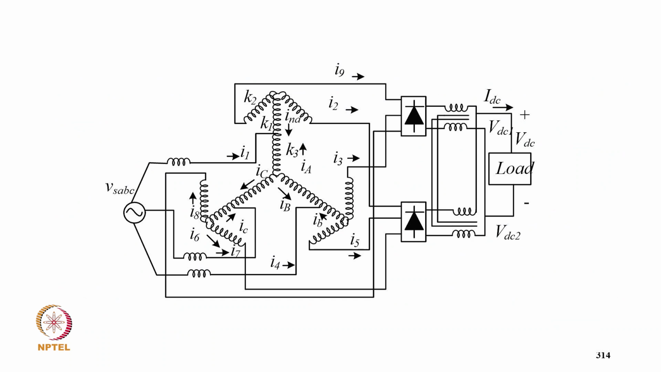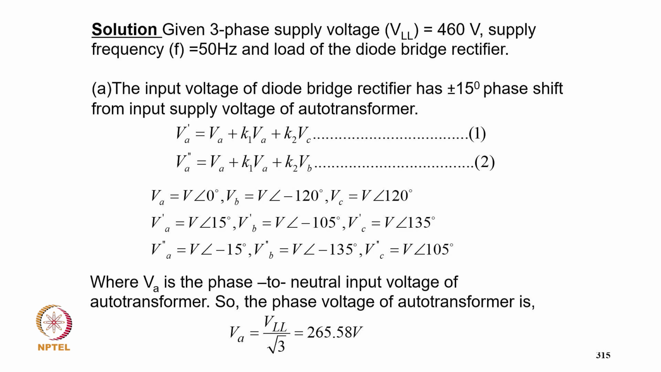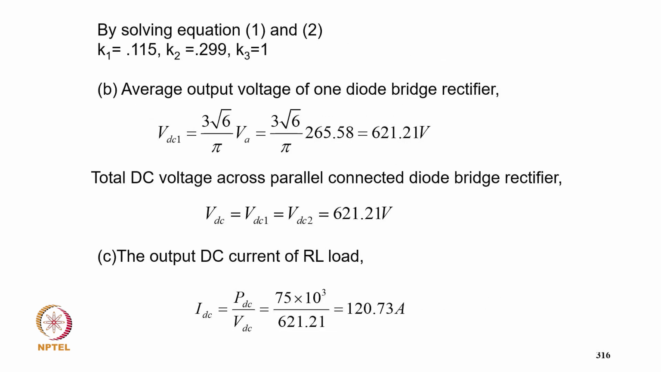So this is typically a 12 pulse converter, you can call it an extended delta connection with the power tappings. And coming to the solution, given a 3-phase supply of 460 volts, supply frequency 50 Hz. The input voltage of the diode rectifier has a plus minus 15 degree phase shift from the input supply. So VA dash equals VA plus K1 VA plus K2 VC, and VA double dash equals K1 VA plus K2 VB, and putting the values of all of these, we get K1 equal to 0.115, K2 equal to 0.299 and K3 equal to 1.